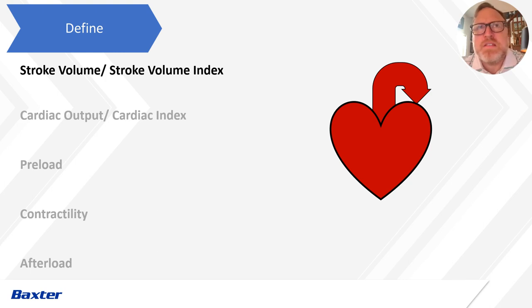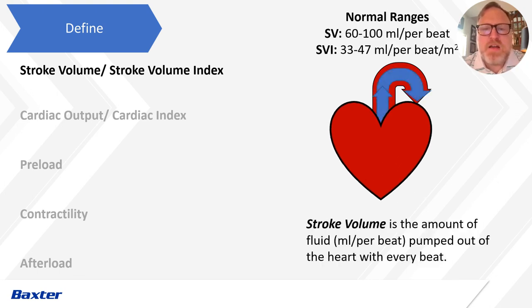I think stroke volume is the most important term that we need to understand. And what is stroke volume? Stroke volume is the amount of fluid coming out of the heart per beat. So as you can see, as the heart beats, it's the amount of fluid that comes out. Normal stroke volume is 60 to 100 milliliters per beat.